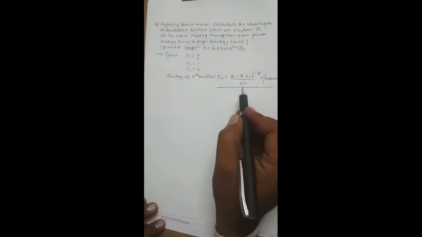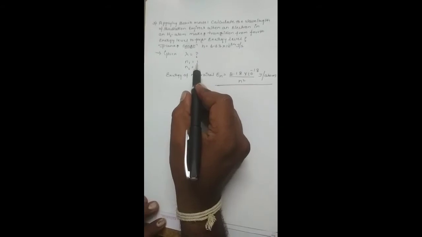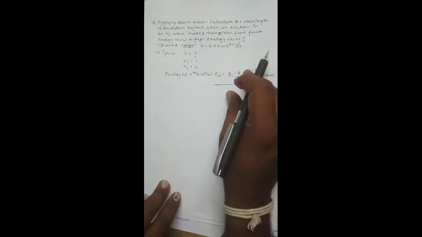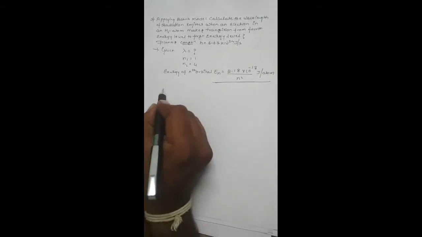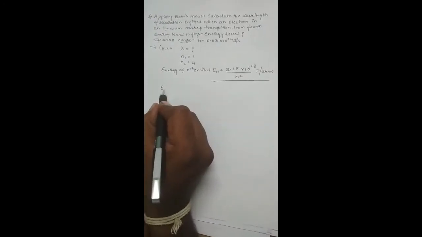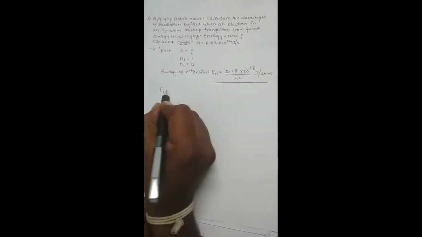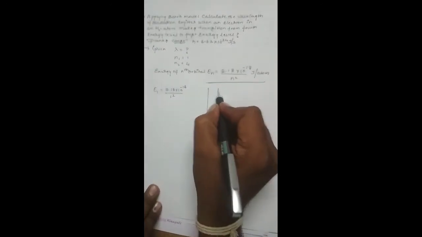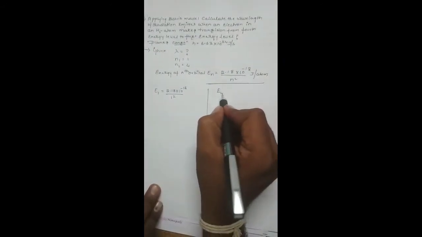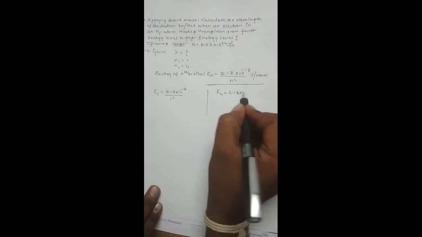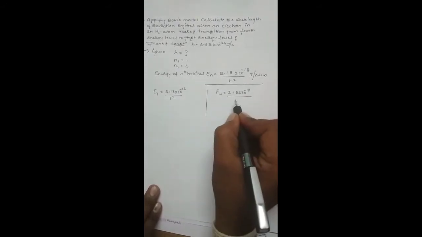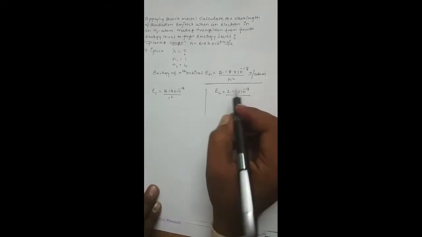First, they are telling that n is nothing but 1, correct? While substituting n equal to 1, what will we get, and n equal to 4, what will we get. Now we are finding the energy in the first orbital, which is 2.18 into 10 to the power of minus 18 by n, which is 1 square. And the energy of the fourth orbital, the fourth energy level, 4 square. Okay, this is what we got.